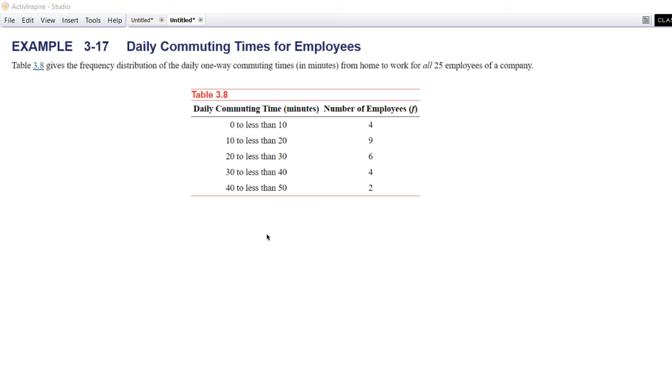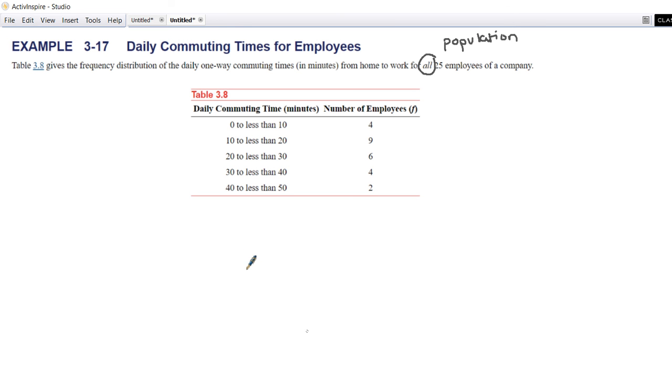Okay, here we have the daily commuting times for employees. If we look at this example, we have the frequency distribution of daily one-way commuting time in minutes from home to work for all 25 employees of the company. So first thing here, since it does say all, we are dealing with a population. And it is grouped data as well. So we want to find the standard deviation and the variance for this grouped data.